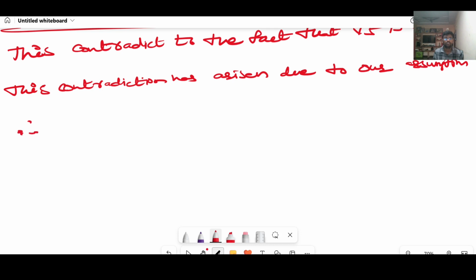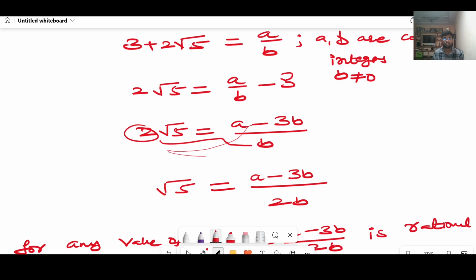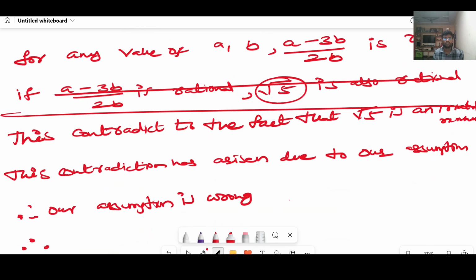Therefore, our assumption is wrong. What is correct? Therefore 3 plus 2 root 5 is an irrational number. Right, we have completed the first exercise, first bit, right?